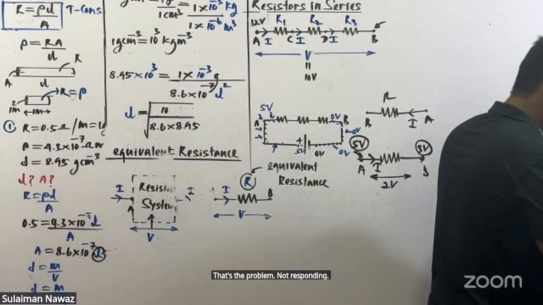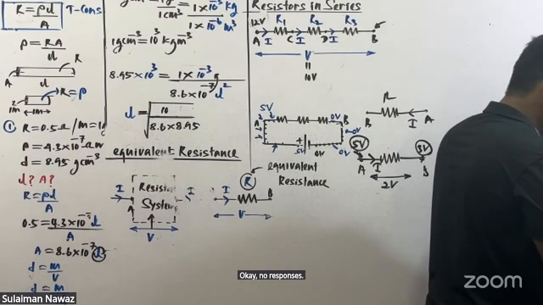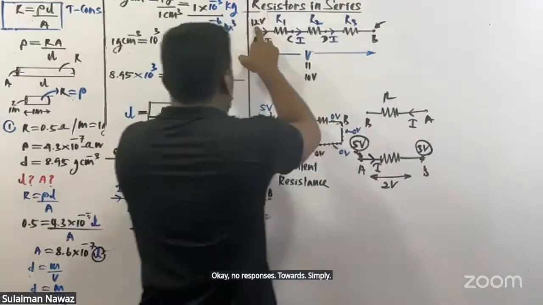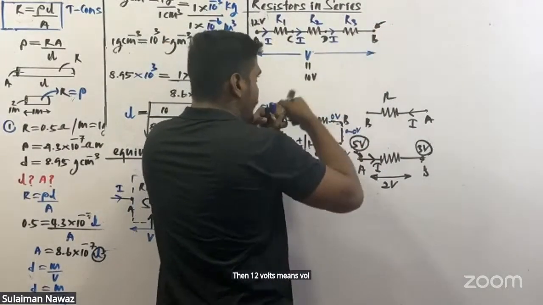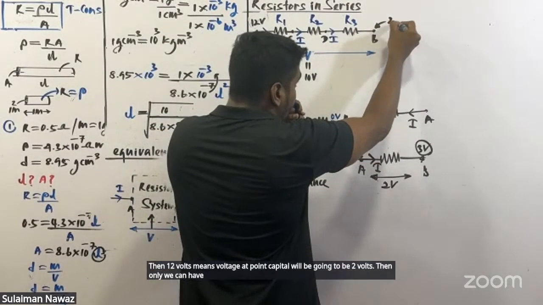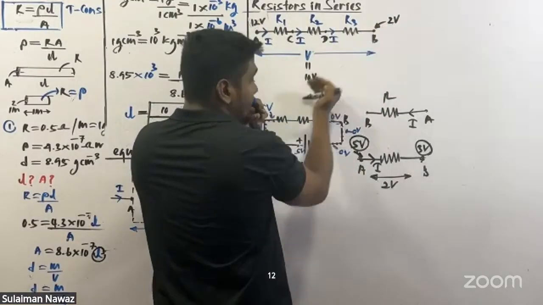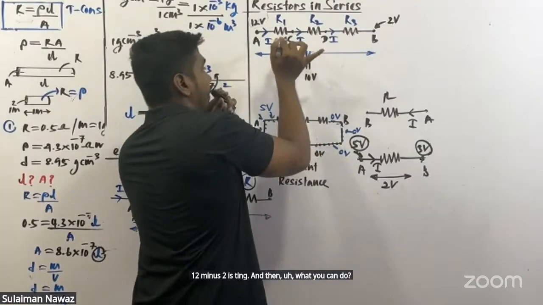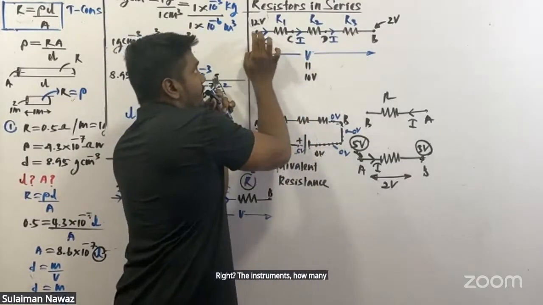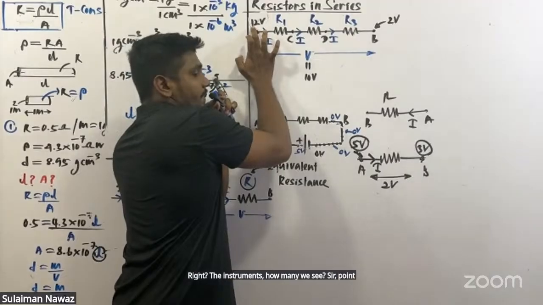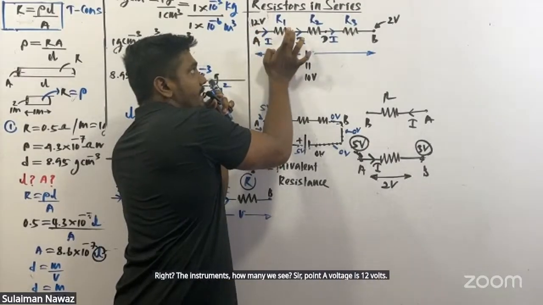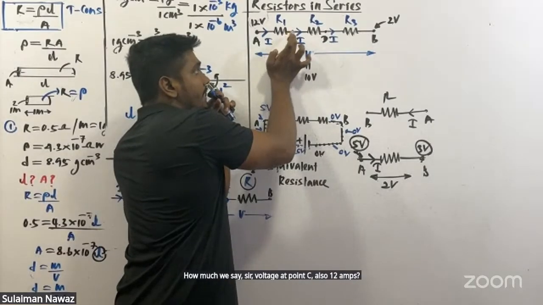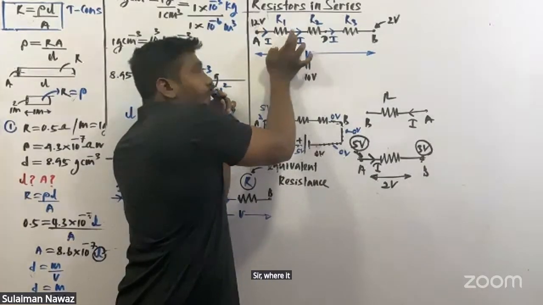Okay, no responses. 2 volts. Simply, if A is 12 volts, then the voltage at point capital B is going to be 2 volts. Then only we can have a voltage drop of 10 volts: 12 minus 2 is 10. Raise your hands. Sir, point A voltage is 12 volts. How many of you say the voltage at point C is also 12 volts?